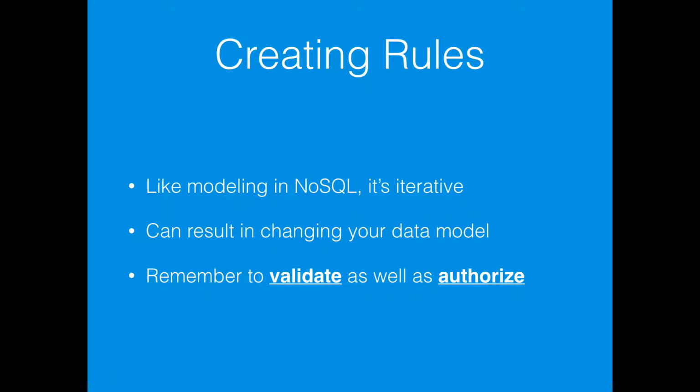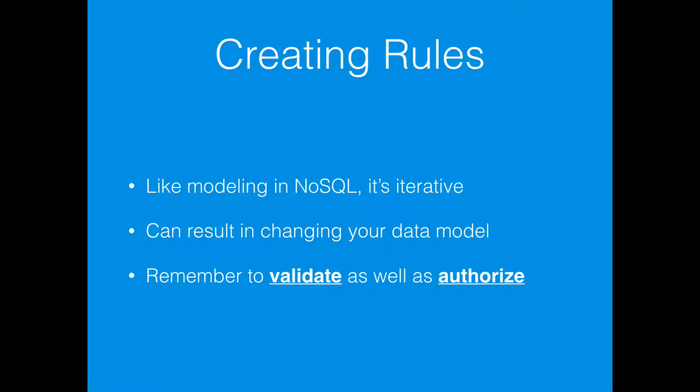So the whole concept of creating Firebase rules is very much like modeling in NoSQL. It's very iterative. It can result in changing your data model. I've found that as I create a data model to begin, I'll then write my code to access that, and as I'm writing my code, I iterate over my data model to make it better so that accessing from the code side is easier. And then I start to apply some security rules, and that makes me then reiterate over my data model because it might not necessarily be structured the right way for maximum security.